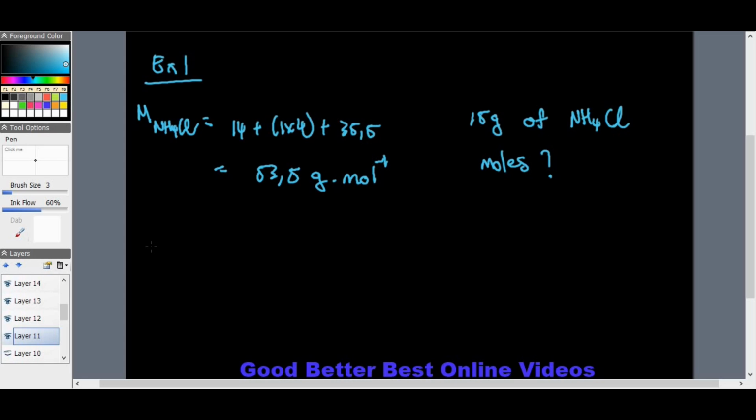Now I use my mole formula, therefore N is equal to little m over big M. So I've got 15 divided by 53,5, and therefore the number of moles of that substance would be roughly about 0.28 mole. This is just an example. So I only got 0.28 moles of ammonium chloride. In 15 grams of ammonium chloride, I only got 0.28 moles. Okay, that's an example.